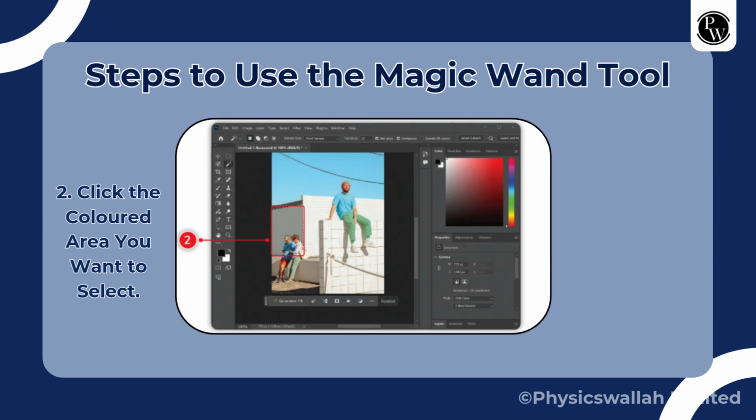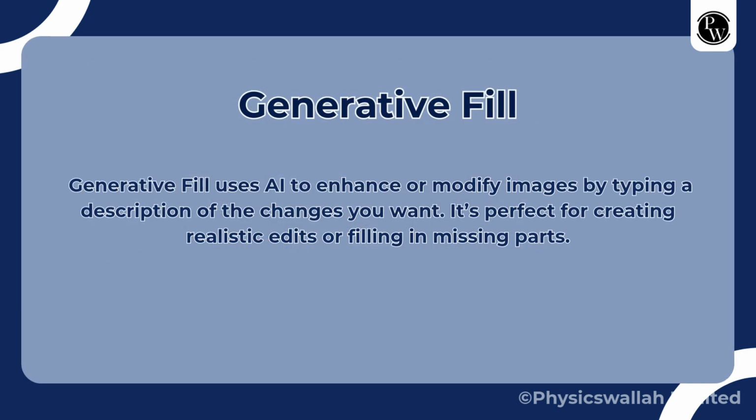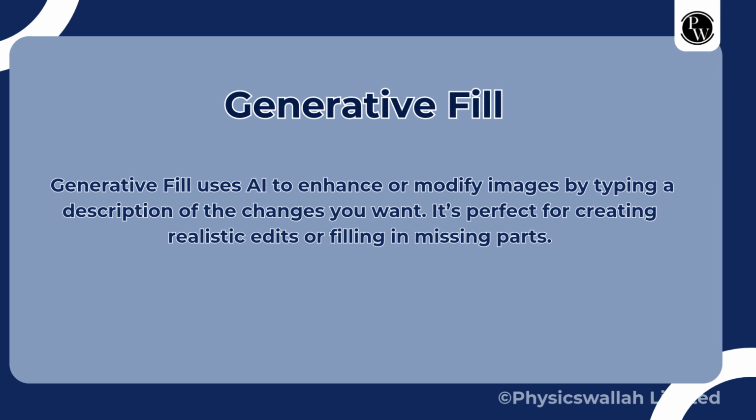Click the colored area you want to select. Click on the area of the image to select. The tool will automatically select all pixels with a similar color, outlined by marching ants. Generative Fill. Generative Fill uses AI to enhance or modify images by typing a description of the changes you want. It's perfect for creating realistic edits or filling in missing parts.